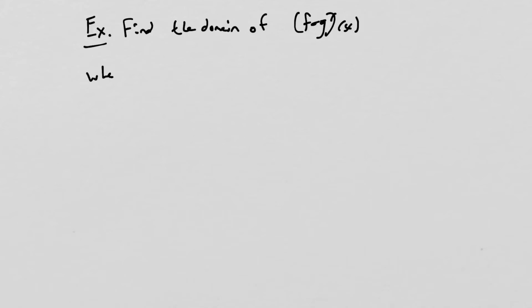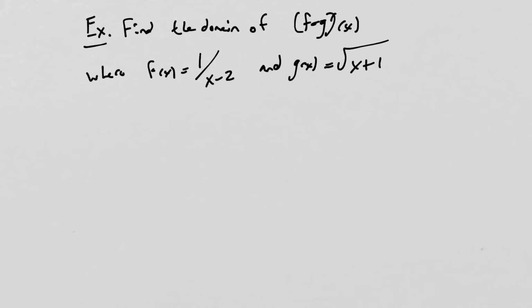In example 5, we're going to look at how to find the domain of a composite function using an example, where we're given that f of x is equal to 1 divided by x minus 2, and g of x is equal to the square root of x plus 4. There's 3 steps to determine the domain of this composite function. First, we need to find the domain of g and the domain of f. And then, afterwards, we need to find all the output values of g that are contained inside the domain of f.